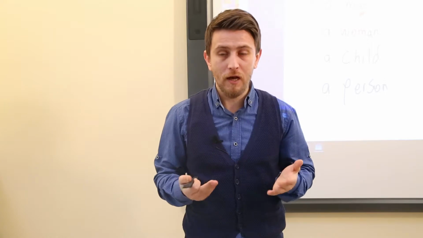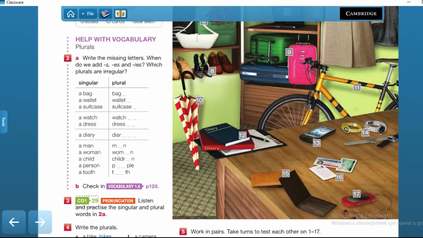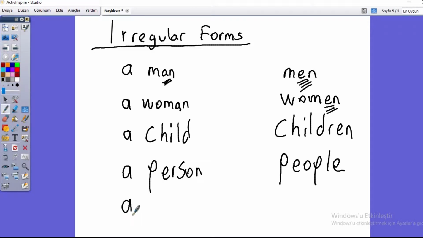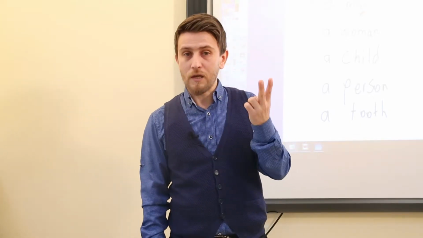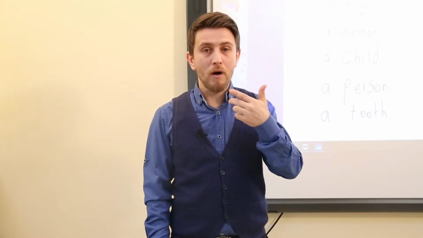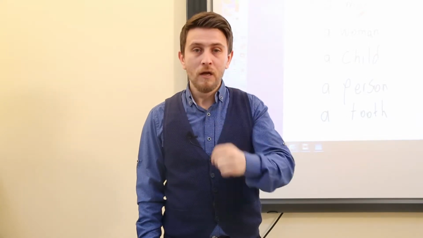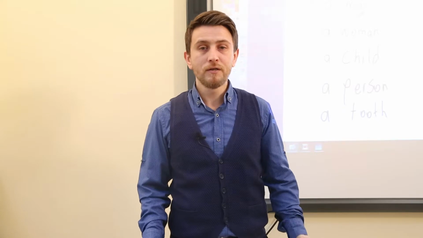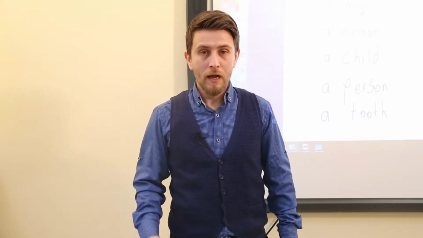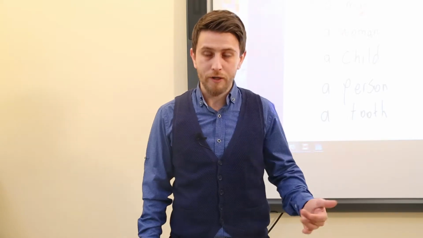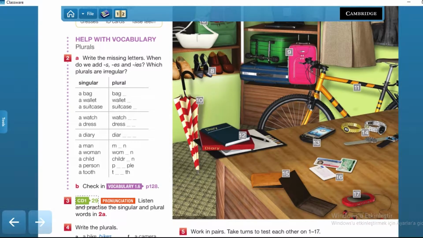The next word here is tooth, and the plural form teeth. A tooth, and the plural form teeth. For example, I brush my teeth. Singular form a tooth, the plural form teeth. These are the irregular singular and plural forms. Now let's have a look at them on the board. Let's repeat them.